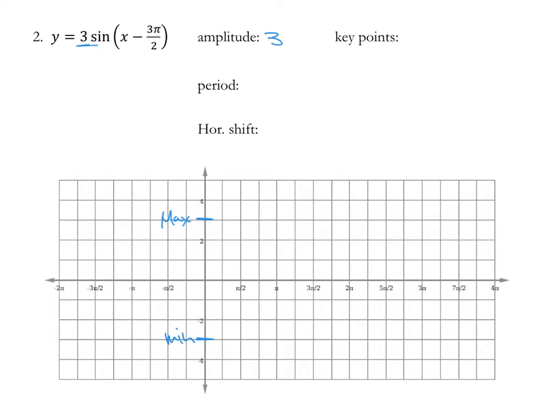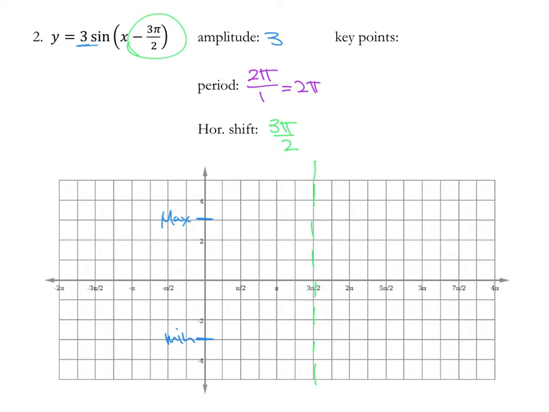And then the period is 2 pi divided by b. B is still 1, so our period's still 2 pi. It's the basic period. And the horizontal shift is this value, which is going to be, this time, positive 3 pi over 2. Make sure we're changing to the opposite. So we'll go ahead and mark that as our starting line.